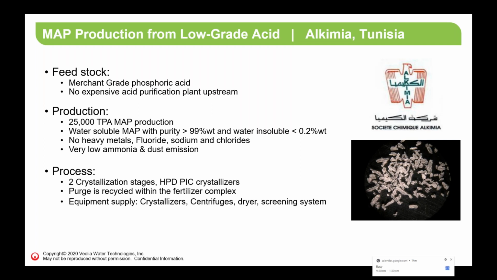The process of production of MAP from the merchant-grade acid has two crystallization stages using DTB crystallizers that I showed earlier. We have a purge recycled within the fertilizer complex, and we supplied crystallizers, centrifuges, dryers, and screening systems.